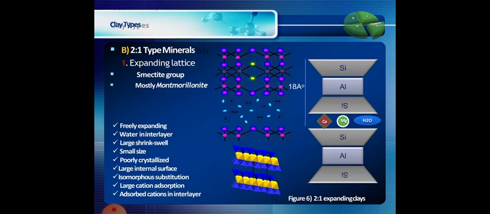Next, minerals with an expanding lattice, the smectite group, mostly montmorillonite: freely expanding, water in the interlayer, large shrink-swell, small size, poorly crystallized, large internal surface, isomorphous substitution, large cation adsorption, with adsorbed cations in the interlayer. Expanding clays are shown in the figure.